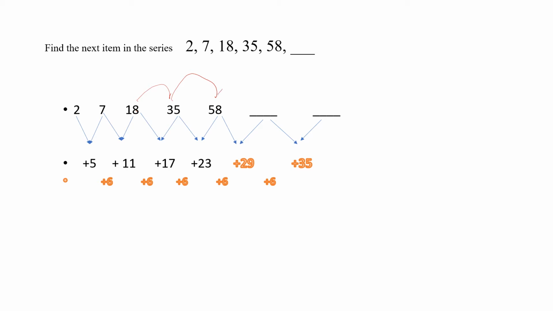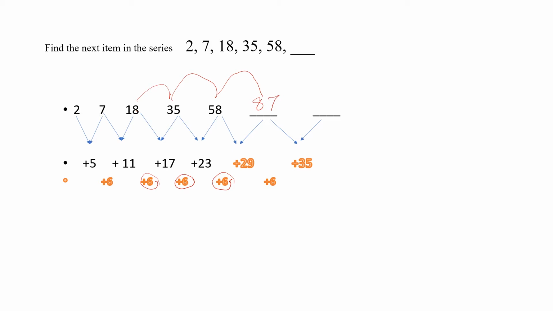And then we ask ourselves, what should be added to 58 to go to the next term? But then we need to recognize that from 5 to 11, we go up by 6. From 11 to 17, we go up by 6. From 17 to 23, we go up by 6. And from 23 to the next, we need to go up by 6, so that what should be added to 58 must be 29. And 58 plus 29 will give us the answer of 87.